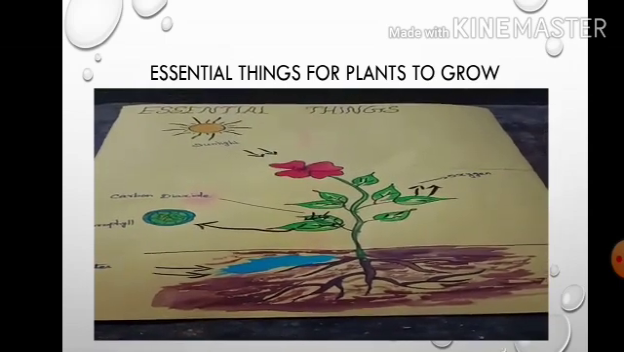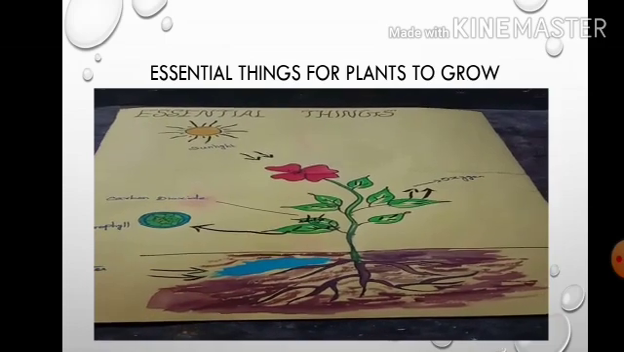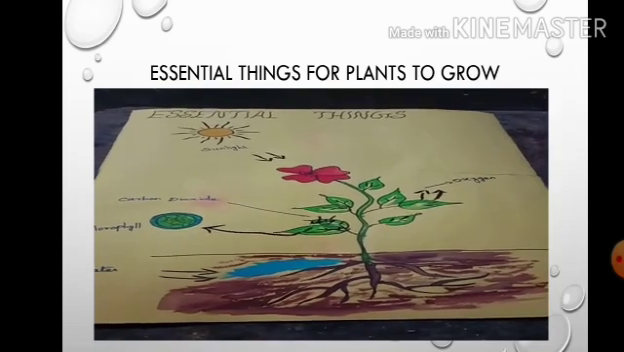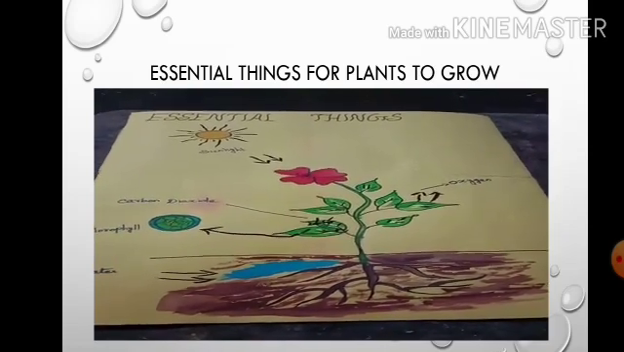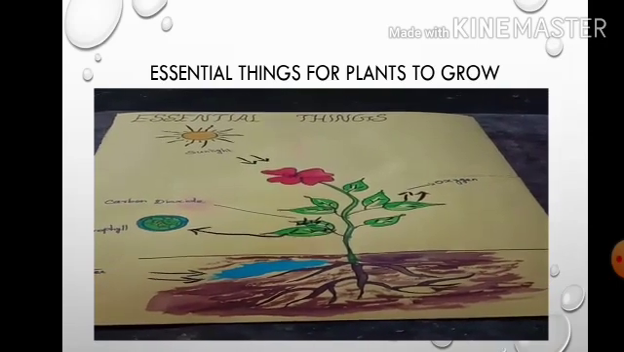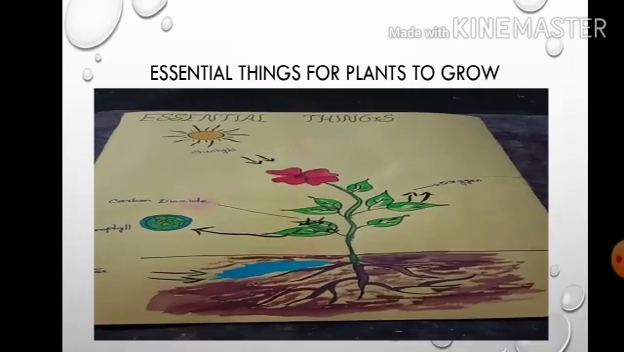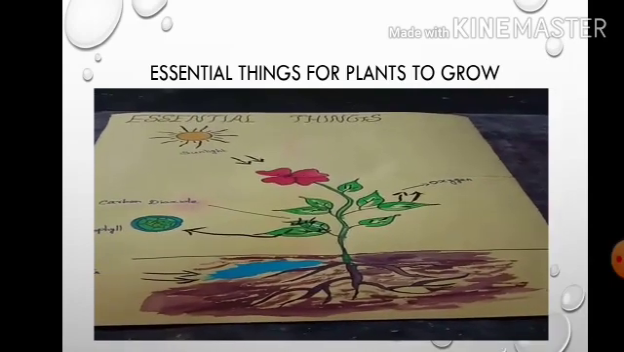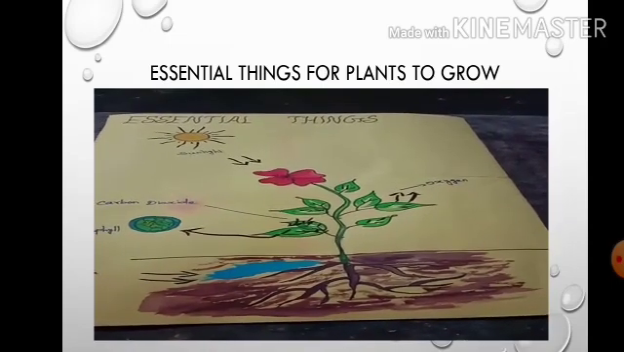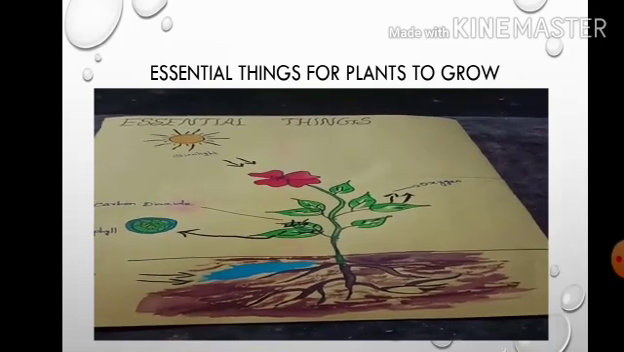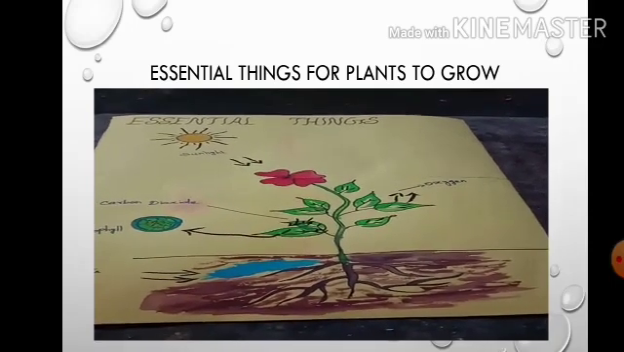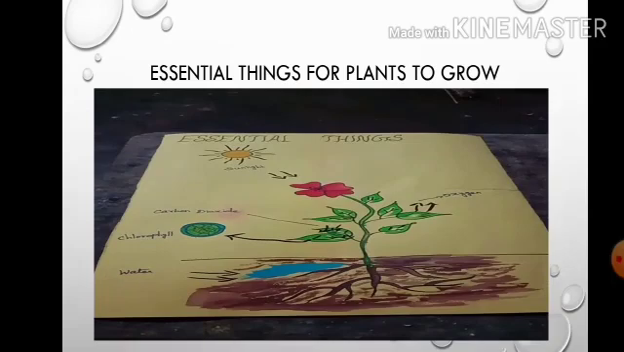Okay, next we are going to see what essential things plants need to grow. If we are human beings, what essential things do we need? Food, water, air, shelter. These things are very important for human beings. In the same way, plants are also living things. So what things are needed for plants to grow? Okay, shall we see?